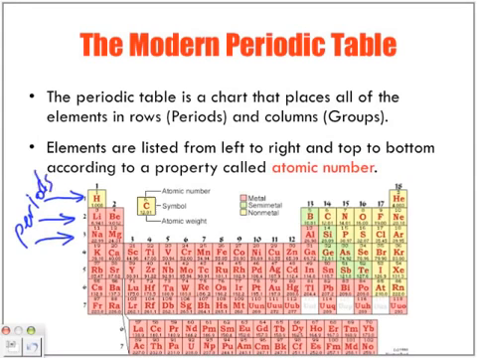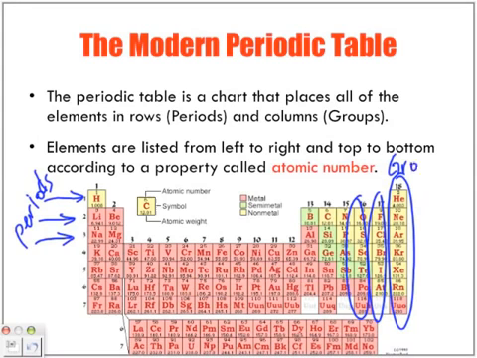And the columns are groups. So here's a column, here's another column, another column. These are not columns. We're going to call them groups. So please make sure you know the proper terminology, and be able to identify which are the periods and which are the groups.